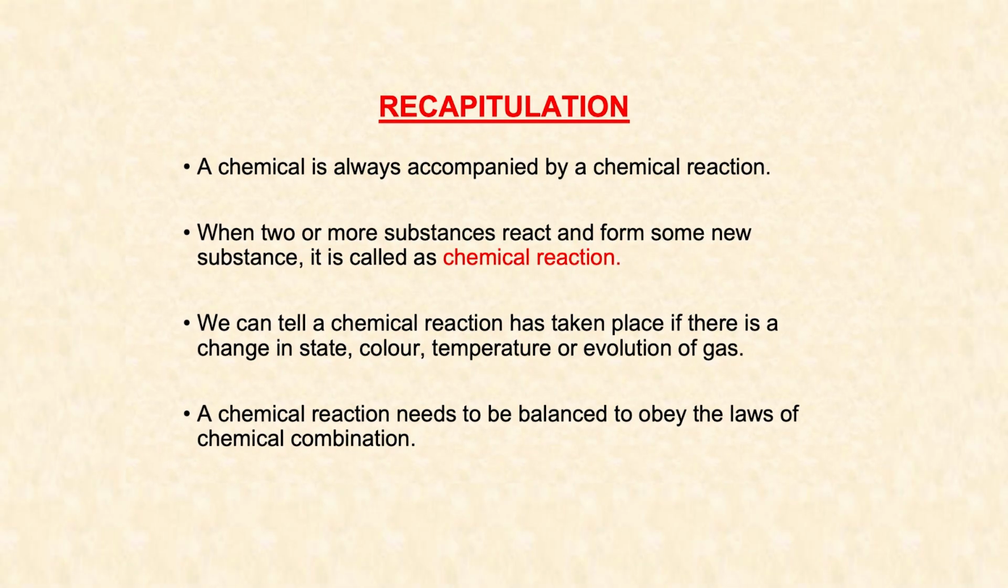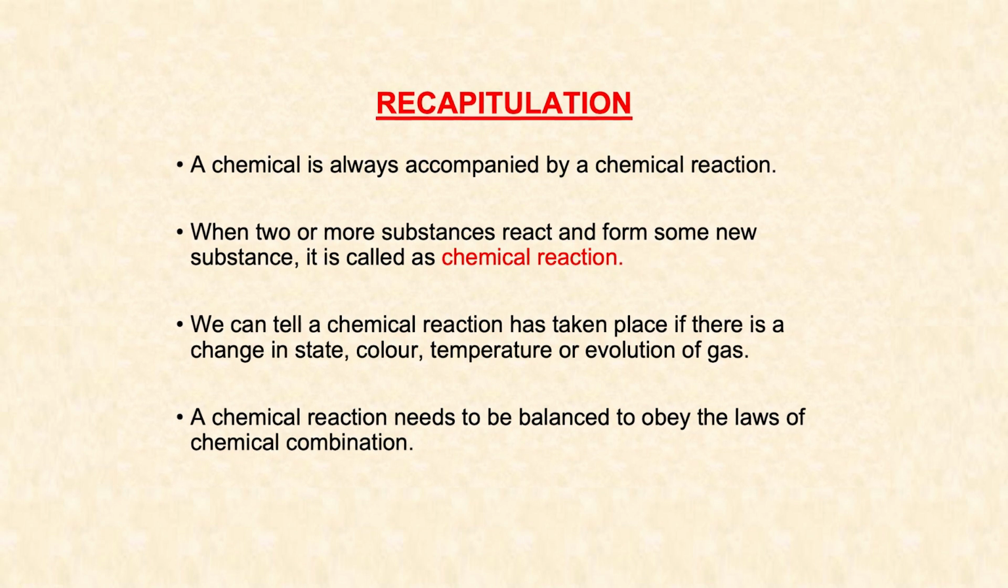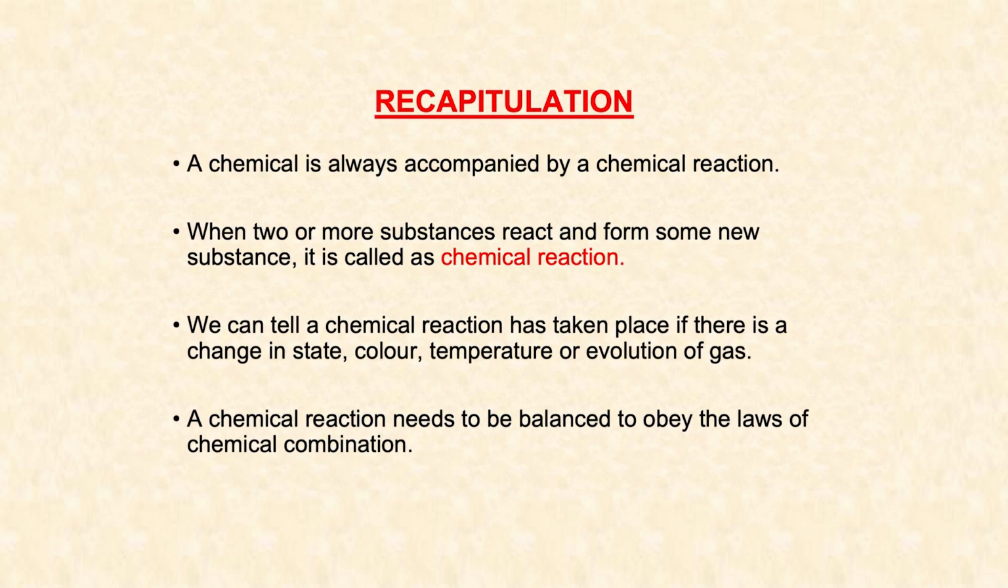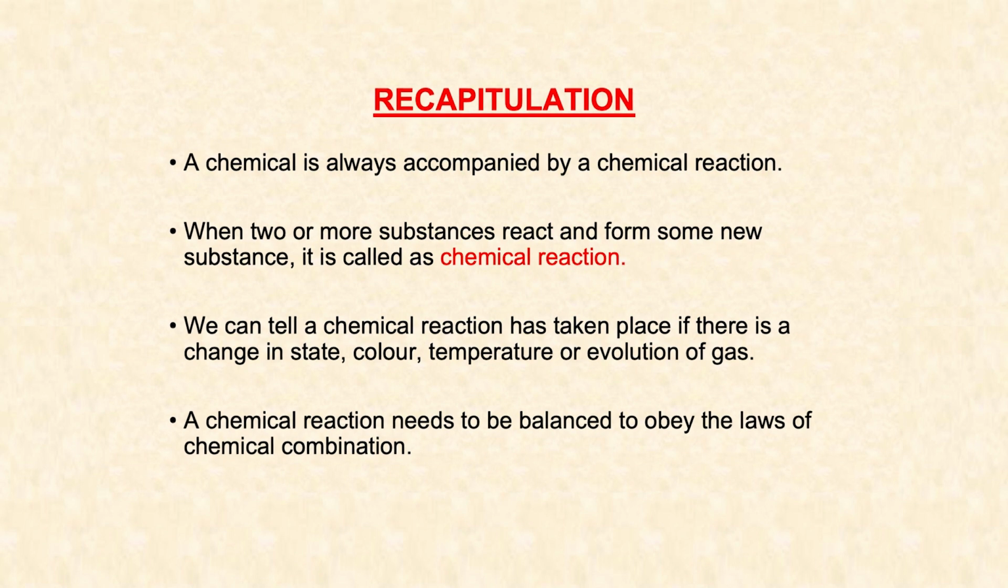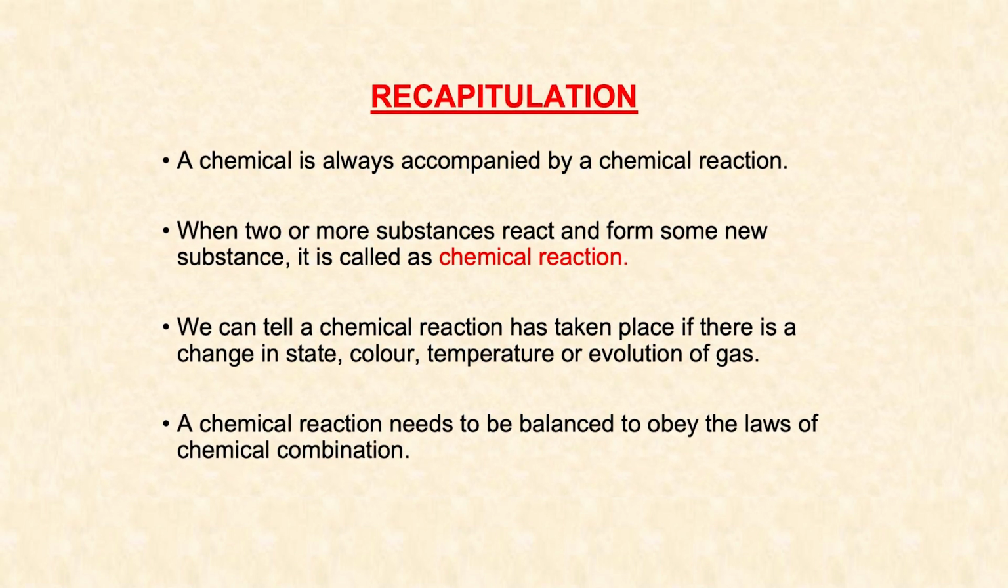So, students, at the end of this session, we can say that a balanced chemical equation is full of information about a particular chemical reaction. Now, let us have a quick recap of the points learned so far. A chemical change is always accompanied by a chemical reaction. When two or more substances react and form some new substance, it is called a chemical reaction.